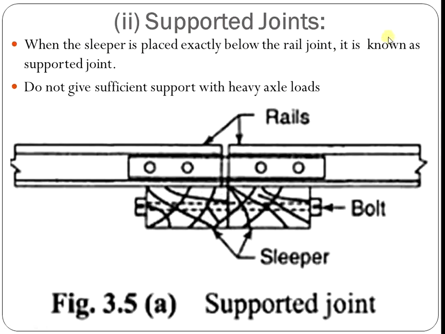Second one is the supported joint. When the sleeper is placed exactly below the rail joint, it is known as a supported joint. It does not give sufficient support with heavy axle load. In the previous type of joint, we have to use two sleepers, but in this type of joint, we use a single sleeper below the rail joint, at the end-to-end connection of two different rails, but this is not used where heavy load is coming on the rail track.